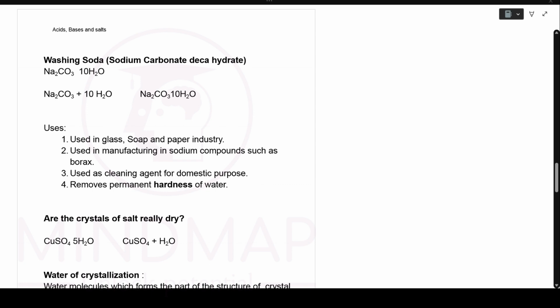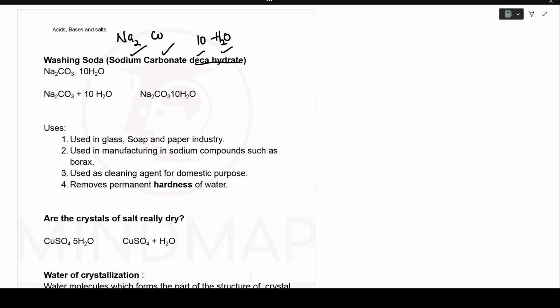The next salt is washing soda. Washing soda's chemical name is sodium carbonate decahydrate. Now what is this decahydrate? Deca means 10. Hydrate means water. And sodium carbonate is written as Na2CO3. So, sodium carbonate Na2CO3.10H2O is the chemical formula for washing soda. Let me write it here. Na2CO3.10H2O. This means that the washing soda has 10 molecules of water in it.